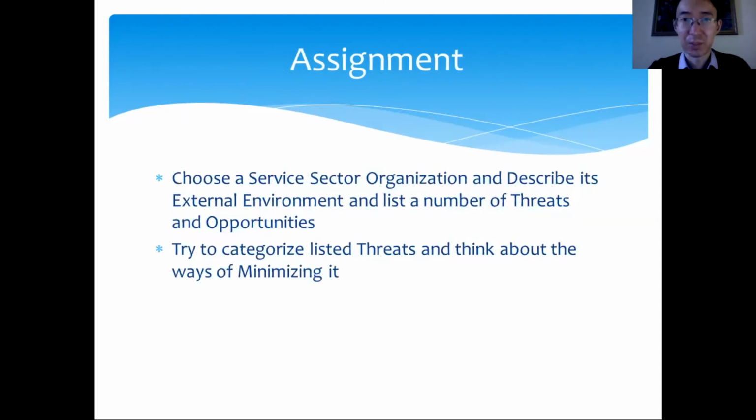And now let me give you your assignment. You're going to have two assignments for this week. The first one is to choose a service sector organization, describe its external environment, and list a number of threats and opportunities. So you need to choose an organization. Hopefully you're going to choose an organization in the field of hospitality, describe its environment, internal and external, but focus on the external one, and list a number of threats.